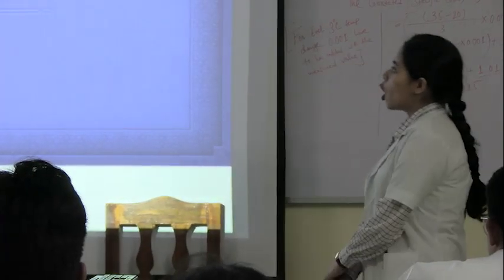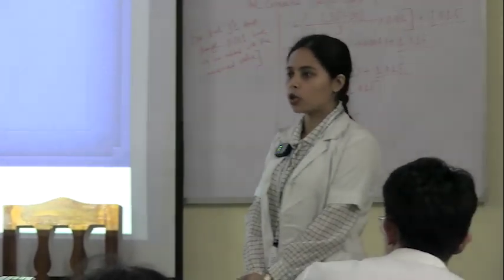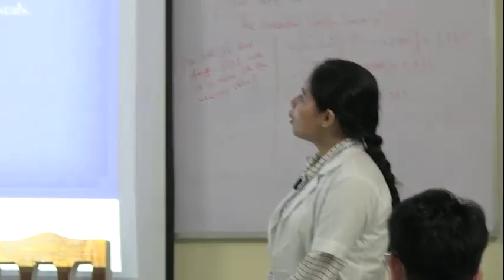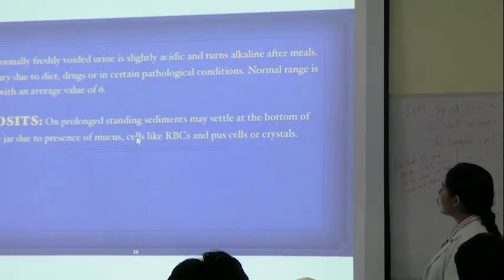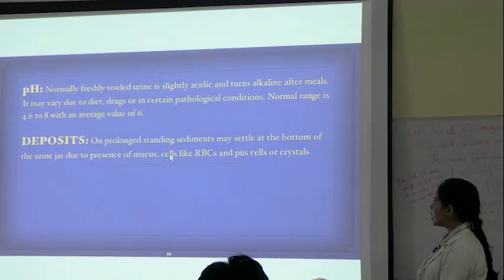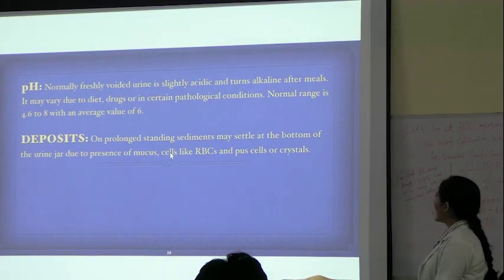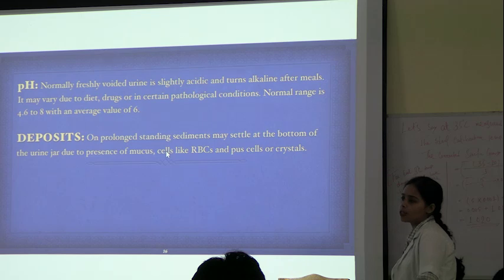Now the pH. Normally, you have done pH in your class 12? Check the pH of the urine. Yes. Normally, freshly voided urine is slightly acidic and turns alkaline after meal. It may vary due to diet, drugs, or in certain pathological conditions. Normal range is 4.6 to 8, which is an average value of 6.